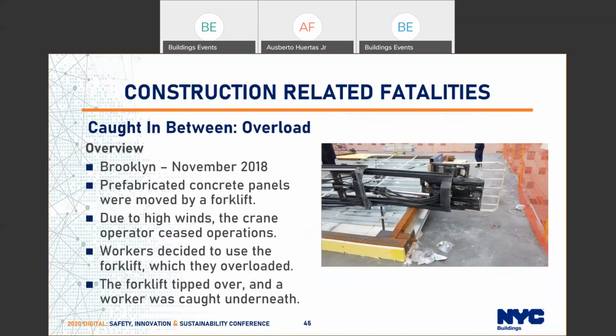Another incident happened in Brooklyn in November of 2018, where a crane operator refused to move the panels due to high winds. The workers decided to go ahead and move the prefabricated panels with a forklift. The panels were roughly 8.5 to 9.5 feet in size and were loaded vertically on the forklift during high wind events. The forklift tipped over and the worker got caught underneath.